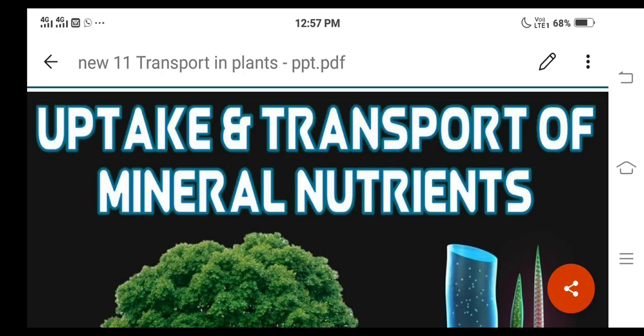Dear students, let us study one more concept in the chapter Transport in Plants. What is that concept? Uptake and transport of mineral nutrients. We know that plants will obtain their carbon and most of their oxygen from the carbon dioxide which is present in the atmosphere.